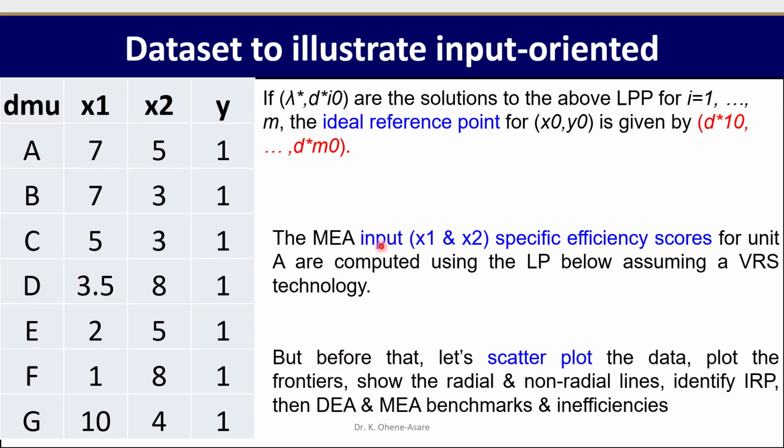But before all of this, we are going to scatter plot the data. We are going to plot the frontier. We are going to show the radial and non-radial lines. Then we will identify the IRP. Then we will identify the PIP. Then we'll identify the benchmarks. Then we'll identify the inefficiencies. Then we'll identify the efficiencies. Pay attention. Let's start.